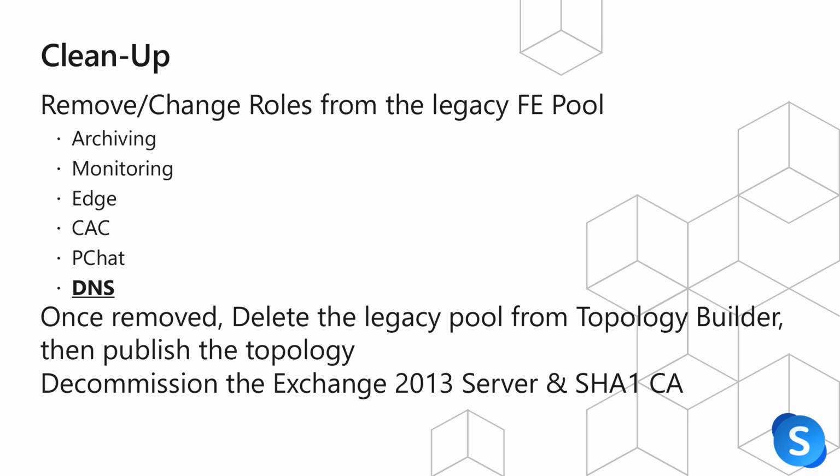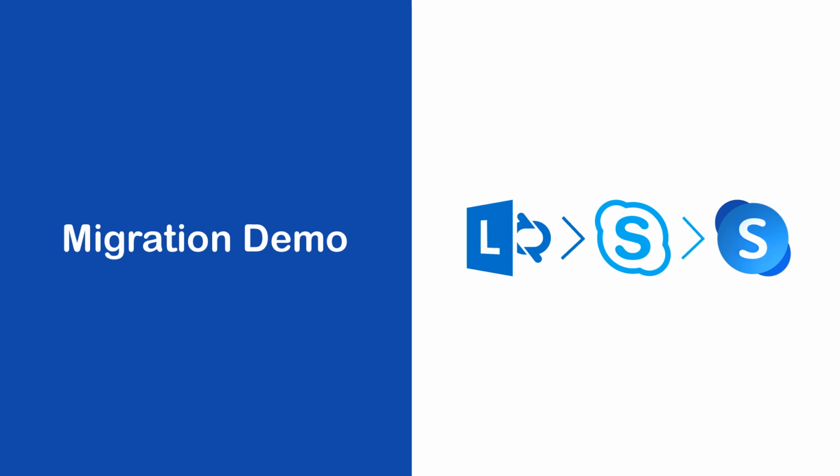Additionally, the SHA-1 CA, since it is no longer needed for Skype for Business, and as long as it's not being used by other services, we can also remove that from the environment as well. I'm going to go ahead and demo some of the steps that were just previously mentioned in a live demo environment to show exactly what will happen when all these steps are performed.